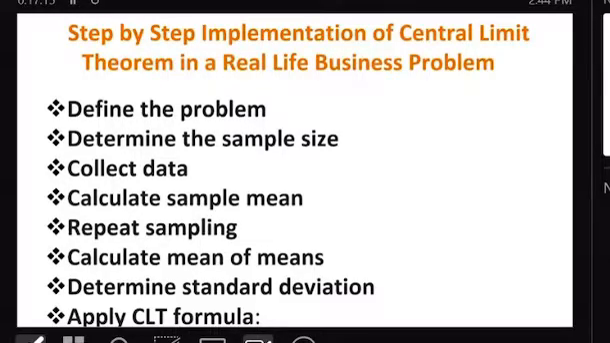Now, let me just give an example in business. Let's say in business, we want to apply the central limit theorem. What are we going to do? What are the steps involved? Number one, I need to define the problem. What problem do I want to solve? I'm going to give you an example now. The problem could be, maybe we're into production and we actually want to determine the average weight of our products.